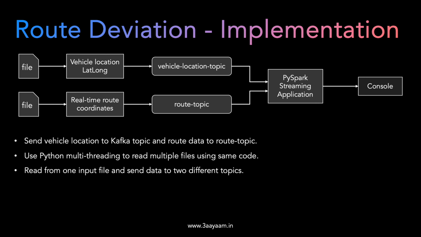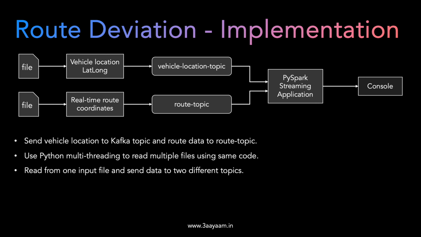We have the same file. Let's say for vehicle number 1, we have only one file. And you'll have to create two producers which will read from the same file and then send to multiple topics. Or you can create a single producer also if you want. So one would be the vehicle location topic and the other one would be the route topic. And then you'll have to use a PySpark streaming application and display the deviation output in the console. So you'll have to send the vehicle location to the Kafka topic and route data to the route topic.